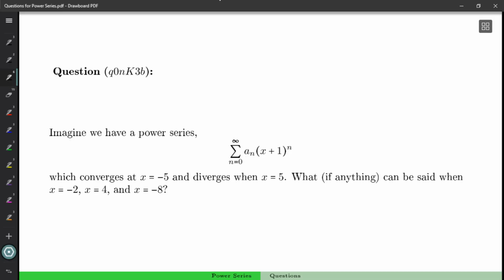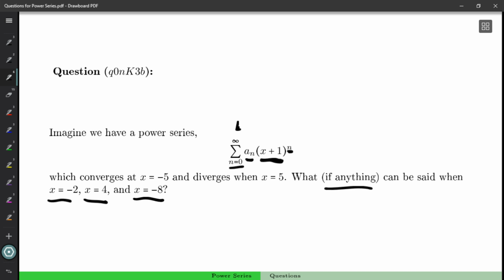Imagine we have a power series, n equals 0 up to infinity, a_n times (x plus 1) to the n, and it converges for x equals negative 5 and diverges when x is equal to 5. What, if anything, can be said when x is negative 2, 4, and negative 8?